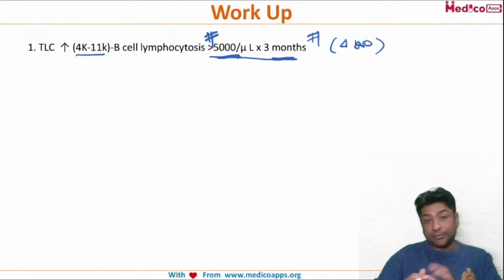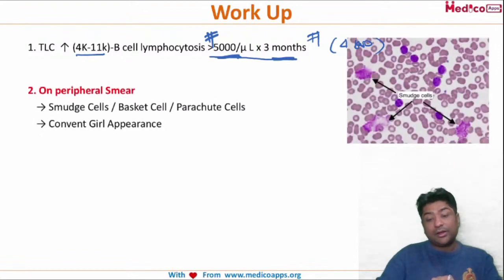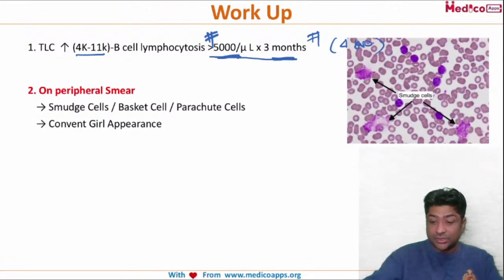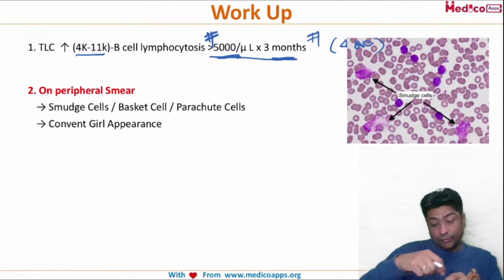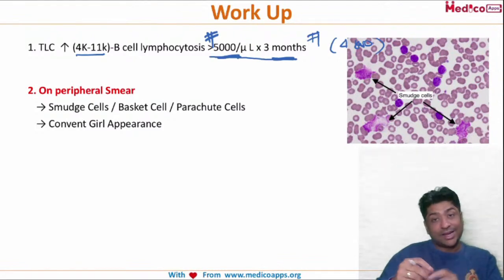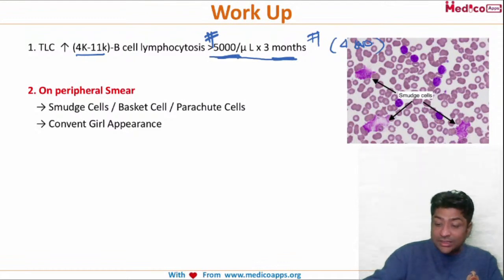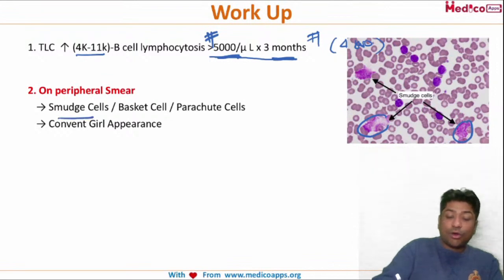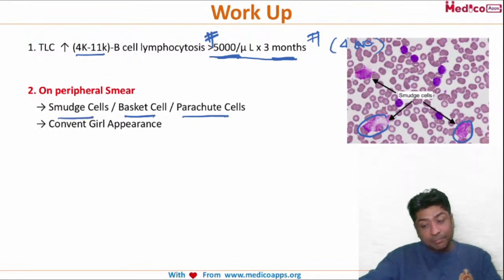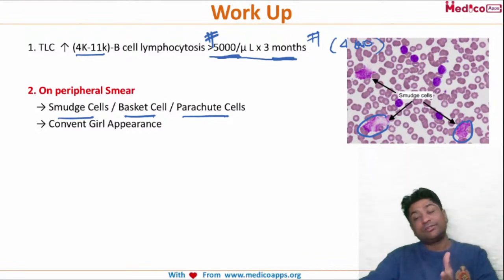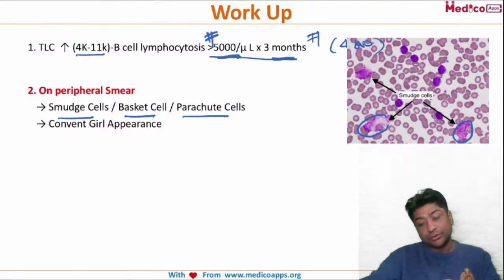So this will give you, when you do a peripheral smear of this patient, okay, so this is a peripheral smear. I told you because of the cytoskeletal weakening, when you do a smear, the cells are fragile and they will break. So you can see this is such kind of smudge cells. They are called smudge cells or basket cells or even parachute cells. So all these are different names of the same cell. And along with the history, if they give you a peripheral smear, you should be able to give the diagnosis.